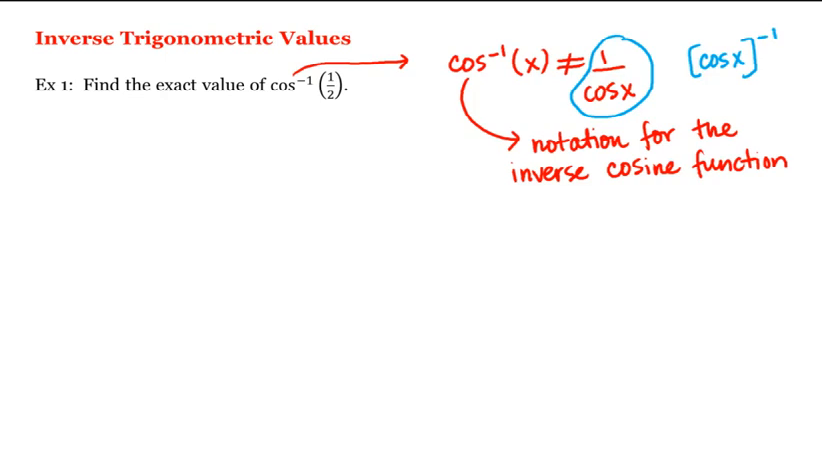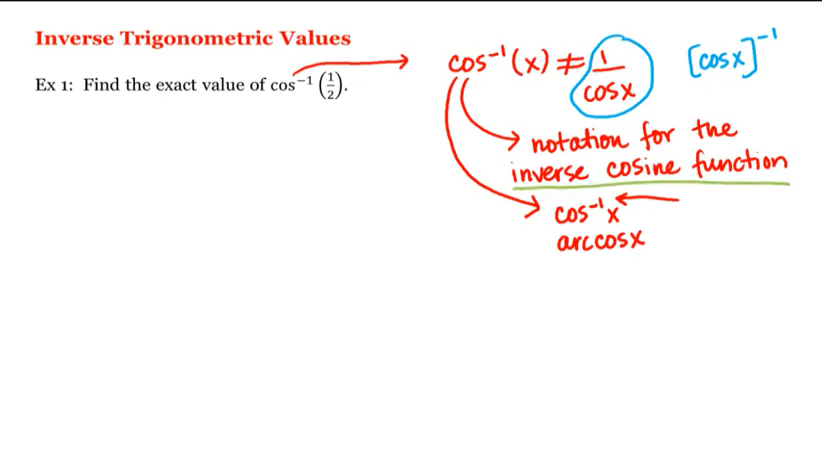And by the way, there's another notation for the inverse cosine function that avoids this ambiguity. Inverse cosine of x and arc cosine of x mean the same thing. But this inverse cosine with the -1 here, this notation is more common. So what does this mean, inverse cosine function?